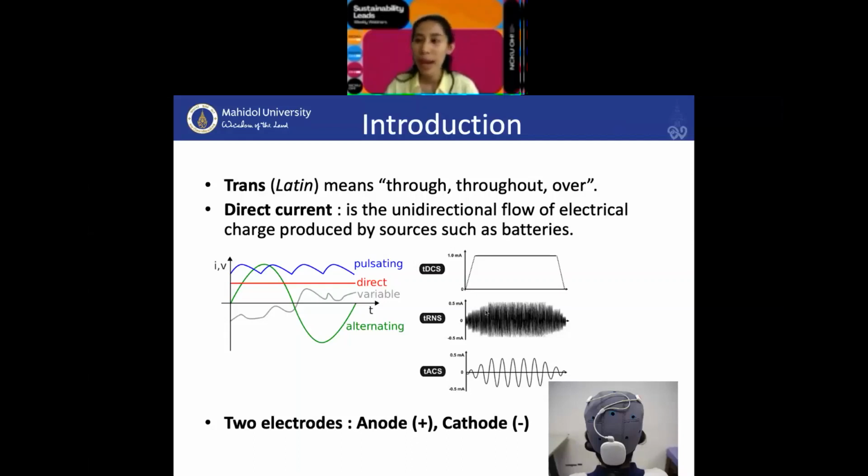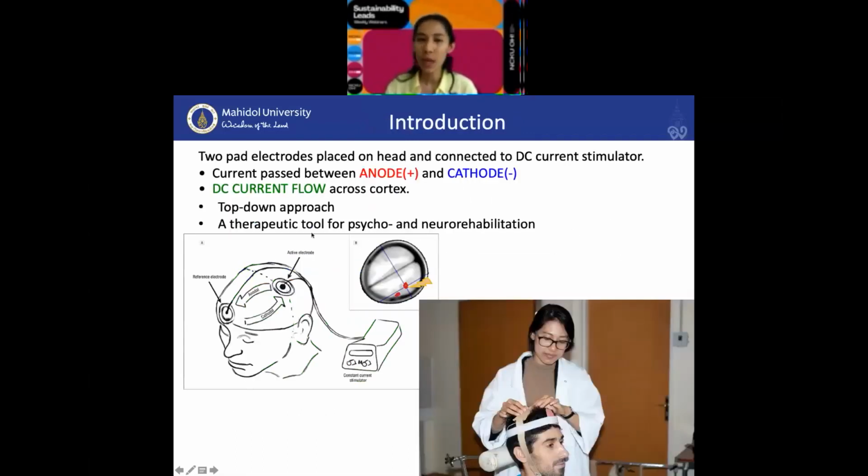All right, and tDCS is composed of 2 electrodes, which are the anode and the cathode. In the figure here you can see the tDCS device nowadays. You can see how small it is, and it has a built-in battery, so you can carry it with you. It's portable, the size is very small, and the weight is light.